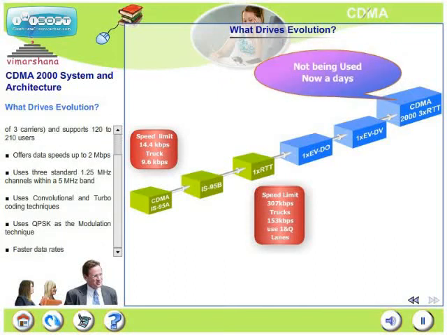Uses 3 standard 1.25 MHz channels within a 5 MHz band. Uses convolutional and turbo coding techniques. QPSK is the modulation. Supports faster data rates.